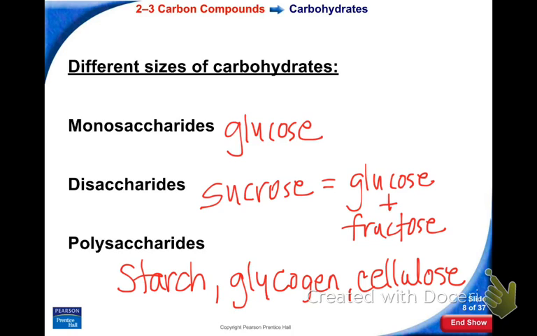Okay, so we have different sizes of carbohydrates. The simplest carbohydrate is our monosaccharide. If we put two monosaccharides together, we get a disaccharide. And then if you chain together many, many monosaccharides, you're going to get a polysaccharide. So that's going to be the most complex. But our cells cannot take in polysaccharides or disaccharides. That's why we have to break them down into the simple building blocks, monosaccharides.